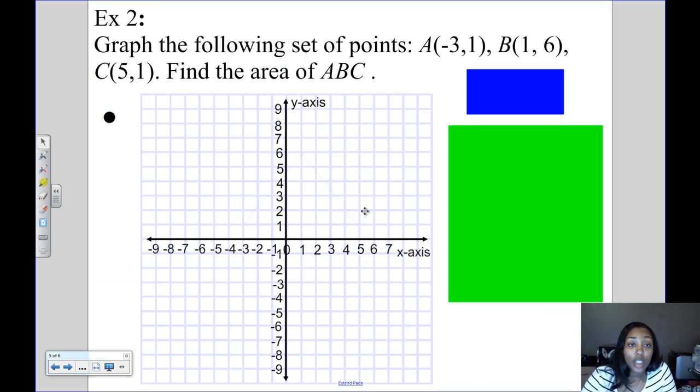So let's look at this example. We want to graph the following sets of points. A is at -3, 1, B is at 1, 6, and C is at 5, 1. So for each point, we want to go ahead and put it onto our graph. So we want to do that first. So point A is at -3, 1.